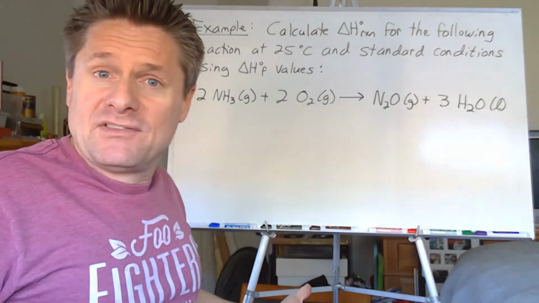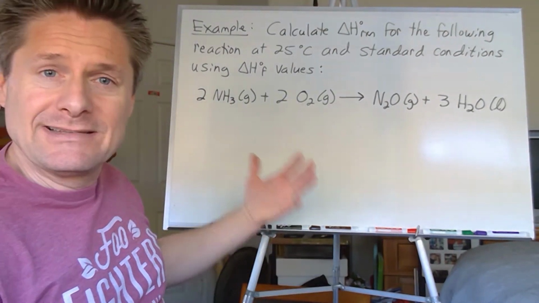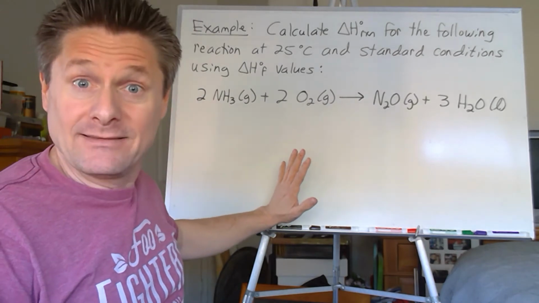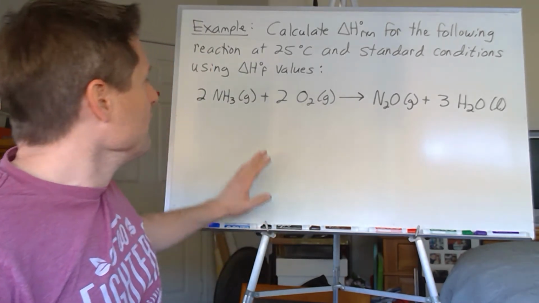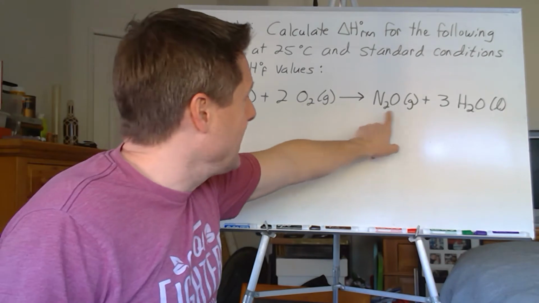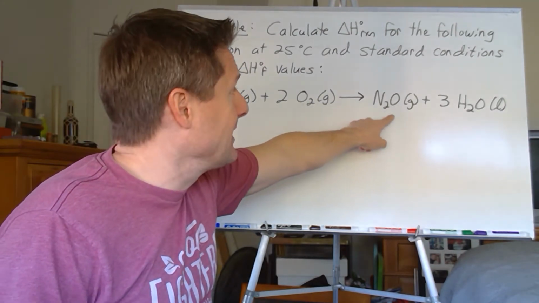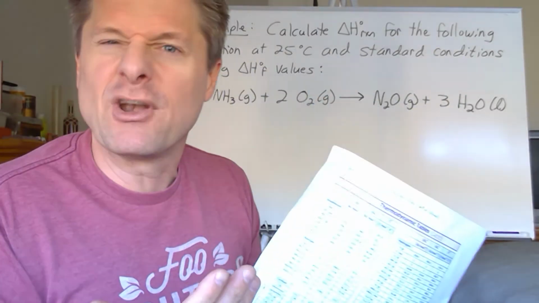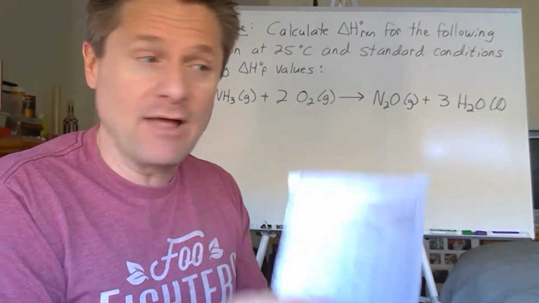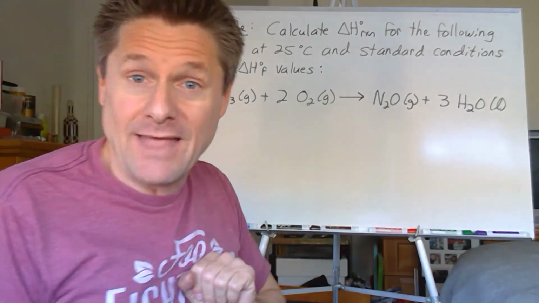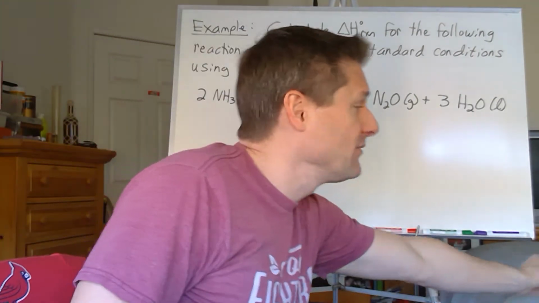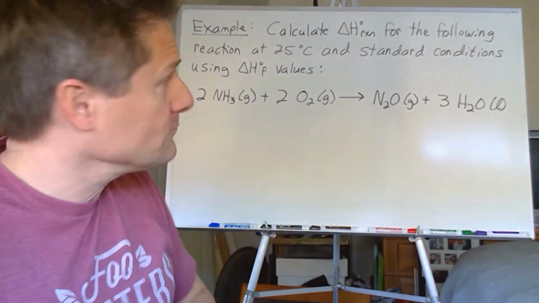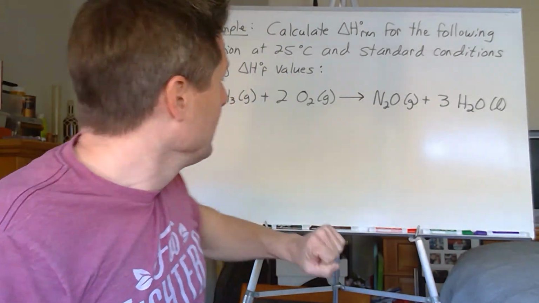Pretty straightforward. See if you can approach this on your own, right? So let's write the equation down, and we're going to take the products minus the reactants. We're going to take the 1 mole of the dinitrogen monoxide gas. So look it up on the table, right? Look under nitrogen or oxygen, probably under nitrogen. See if you can find the value there. You're going to take 1 times that, and then 3 times the water. So find the water on here and multiply that by 3 and add those together. That'll be your first term.